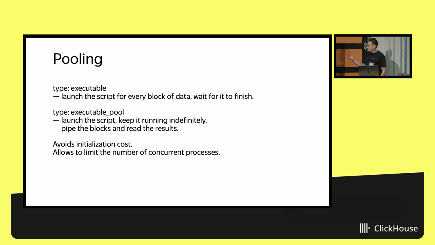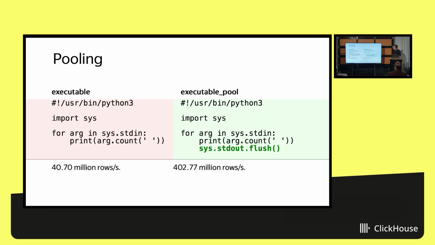You will be able to specify the size of the pool, like 16 concurrent processes, 100 concurrent processes, whatever you need. So let's compare the performance. To the left, it is the executable type, and it is absolutely simple as it could be. 40 million records per second. To the right, it is the executable pool.